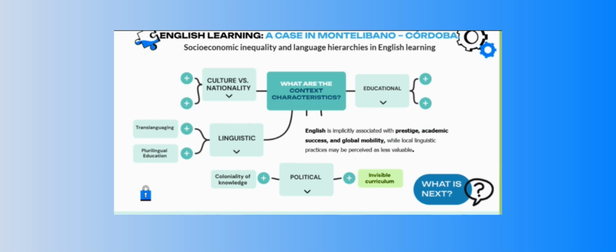These dynamics can also shape the invisible curriculum, where English is implicitly associated with prestige, academic success, and global mobility, while local linguistic practices may be perceived as less valuable.